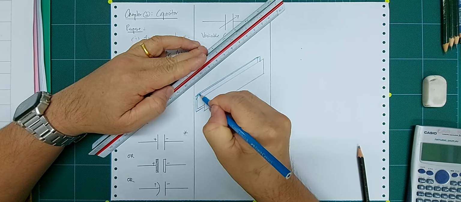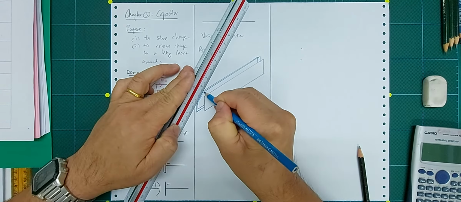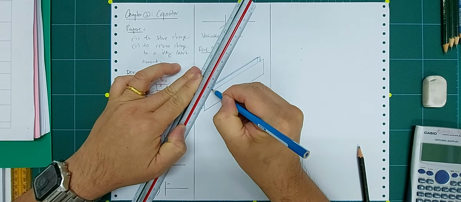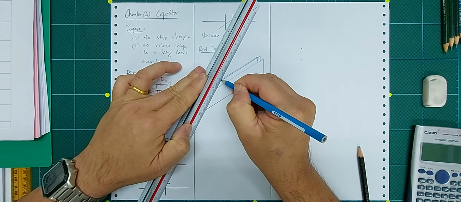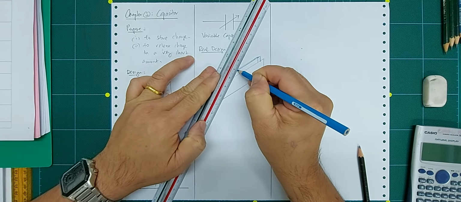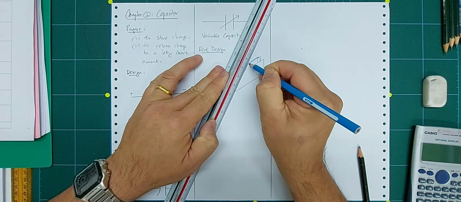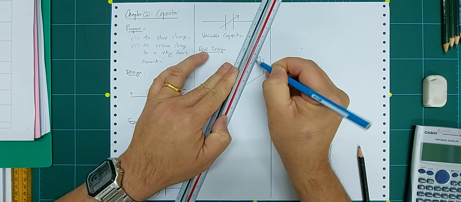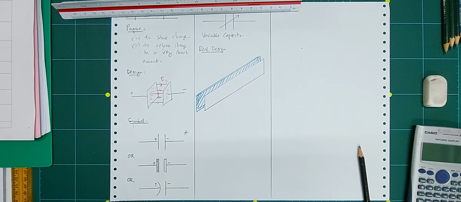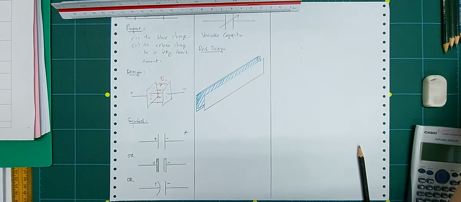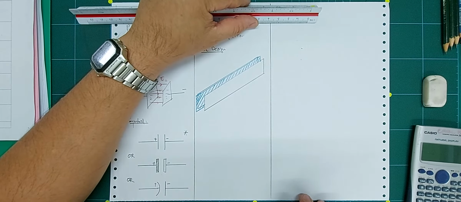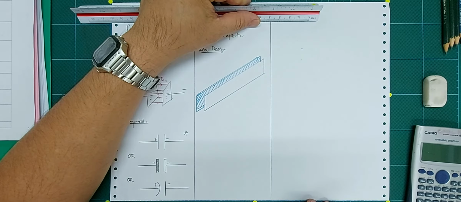The purpose of the insulator is to allow the foils to get as near as possible without any short circuit. The possible insulators are things like paper, wax paper, or paper that is soaked in oil or wax, because those are the olden days. Nowadays we have so many materials used.